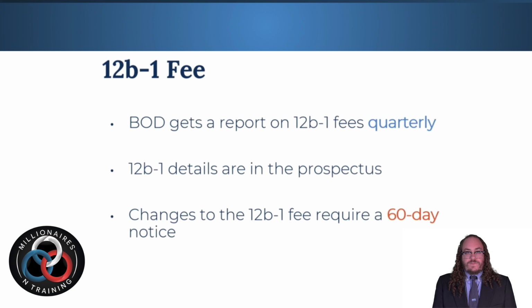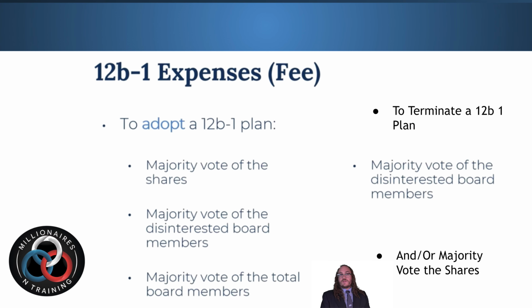A 12b-1 fee is used to recoup the costs of distribution and marketing of the mutual fund by the fund itself instead of the broker-dealer. The board of directors will get a report on the 12b-1 fee every quarter. The 12b-1 fee for investors is detailed in the fund's prospectus. Any changes to the 12b-1 fee require a 60-day notice.